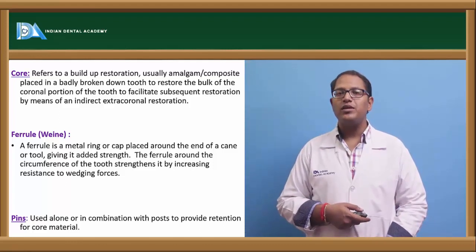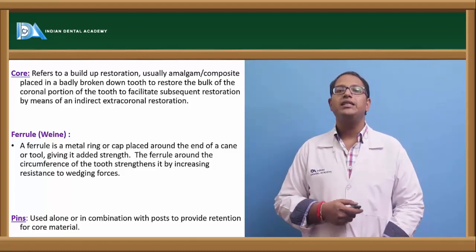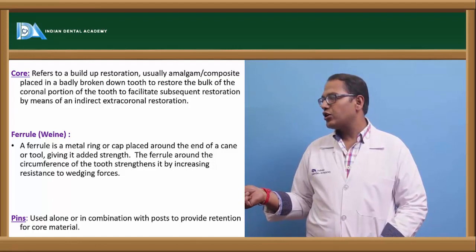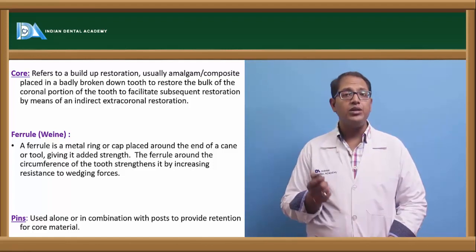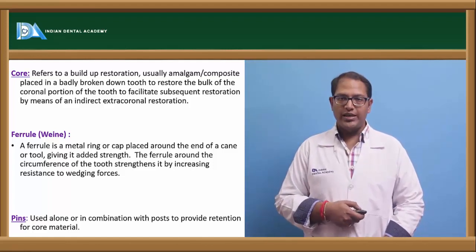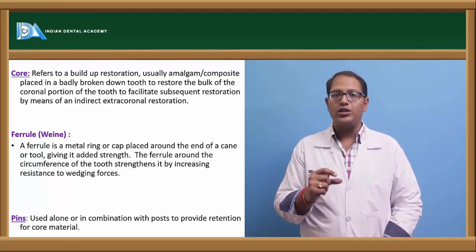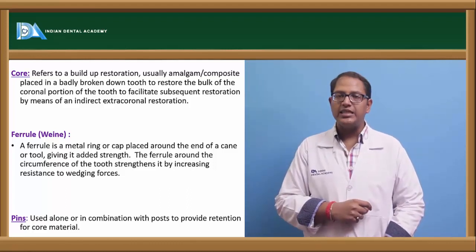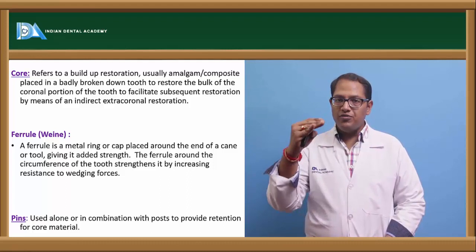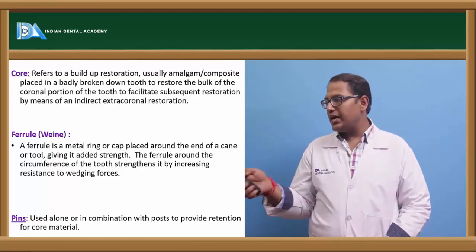Coming to another term which we will see is ferrule, also known as vein. A ferrule is a metal ring. Basically this is a definition of Rosenstein, which says a ferrule is a metal ring or cap placed around the end of a cane or tool to add strength. Basically, what is ferrule in our post and core? It is that amount of vertical sound tooth structure present above the root, from where the crown is supposed to come. We'll see how it is and what it is.